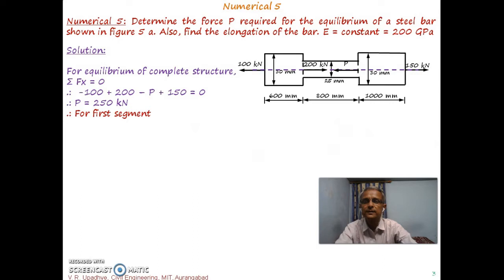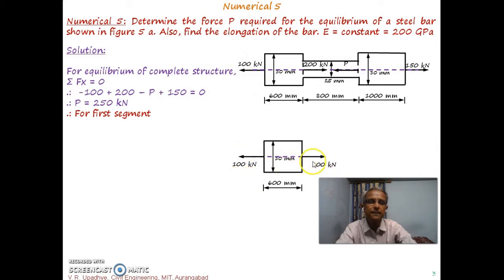Okay, so for the first segment, if 100 kilonewton force is there, for equilibrium of that I will be considering 100 kilonewton force opposite to this force. So if it is considered, then P1 is 100 kilonewton. Now this is tensile for segment 1. Now what will be happening for segment 2? Try to understand that. Now here the total force is 200 kilonewton. Out of that, 100 kilonewton is considered over here. So 100 kilonewton is not considered in this segment.